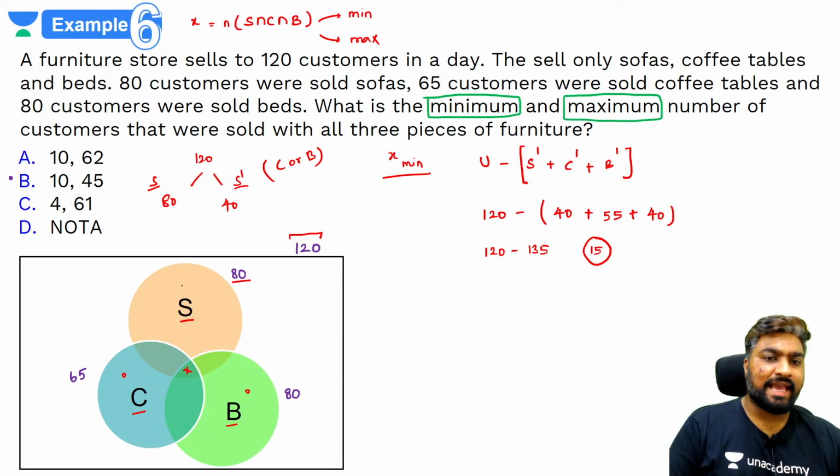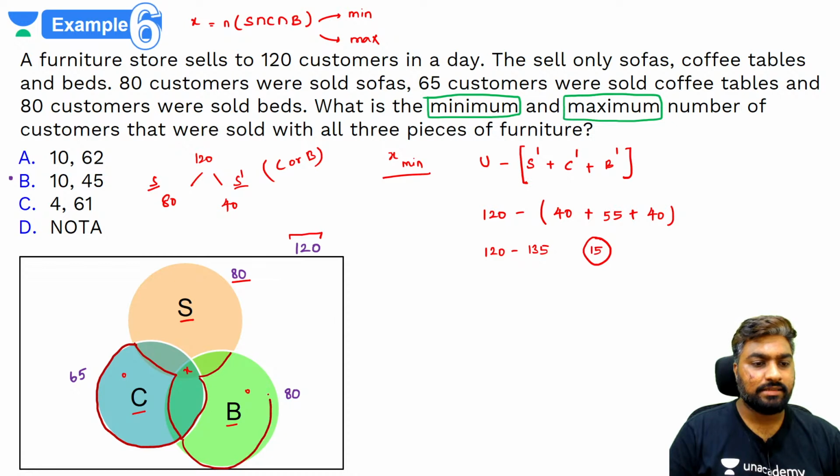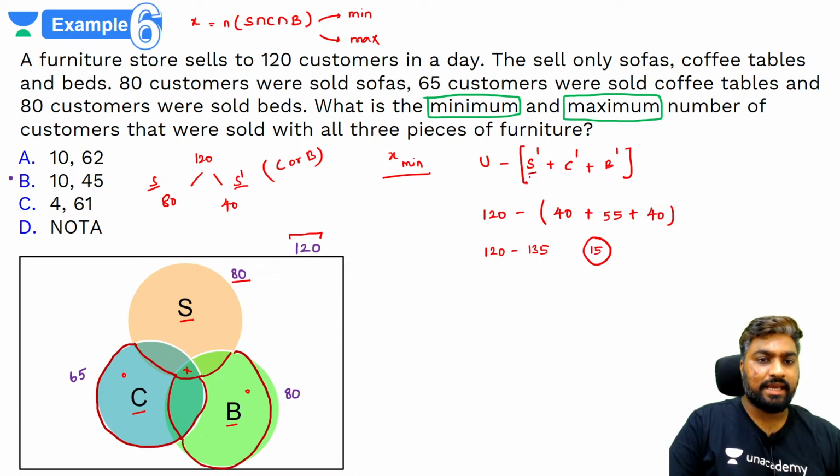All right, so if I say S dash, what are the people who I am counting? I am counting this, yes, I am counting what? The people who don't buy a sofa, this and this. Agreed guys? Yes, when I say S dash, what do I get? I get both of these. So we will also have only coffee table, only beds in this. Same way when I do C dash, I will have this.